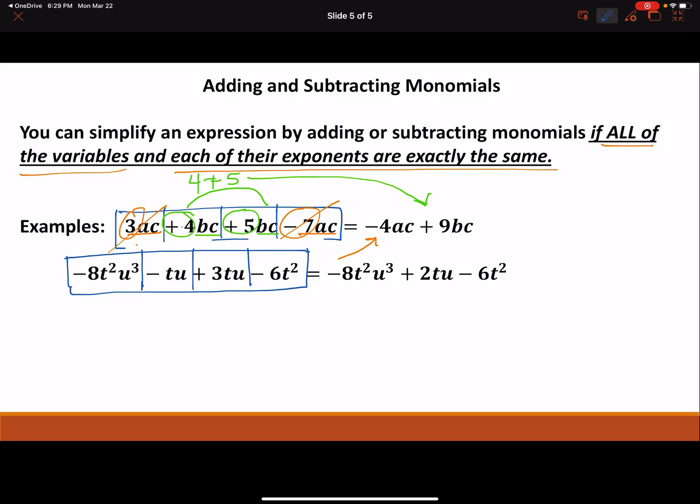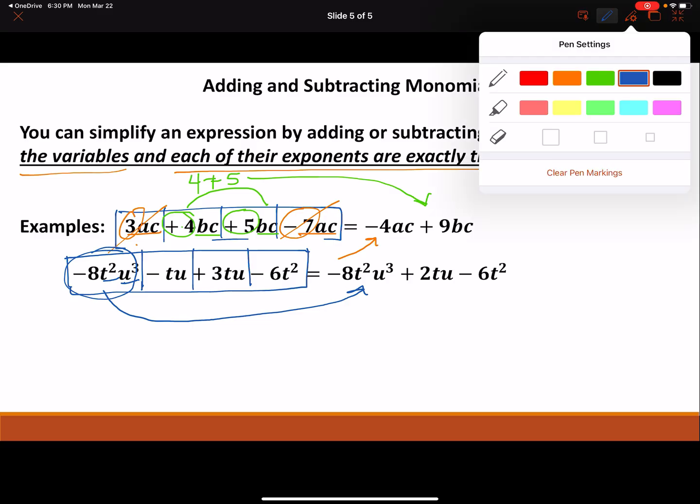So with our first term we have a t squared and a u to the third. I don't see any other terms that have t squared or u to the third, so this one's not like any of the others, so it just moves straight over to my answer. There's nothing I can combine there.